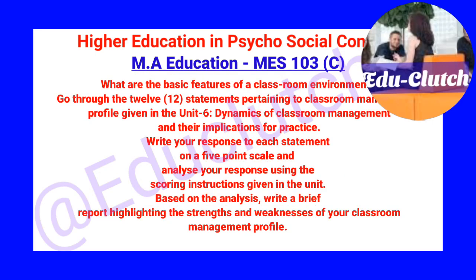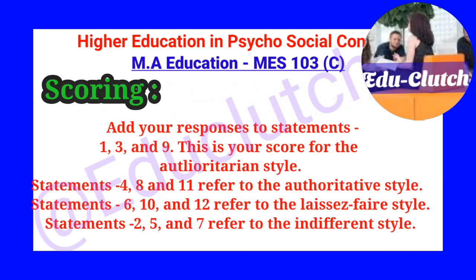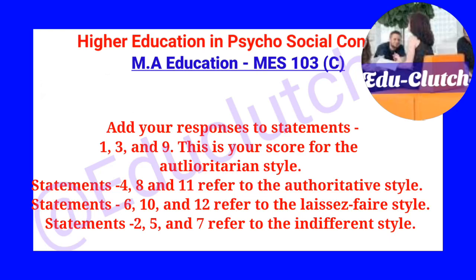Then you can do the scoring in this way. We have 4 categories: authoritarian style, second is authoritative style, third is laissez-faire style, and fourth is indifferent style. For the authoritarian style, the statements that fall are the first, third and ninth. Just point it down. Better you go back to the screen, and wherever I have highlighted these points, just take a screenshot from there and then point out the statements accordingly. First, third and ninth statement fall under the category of authoritarian style.